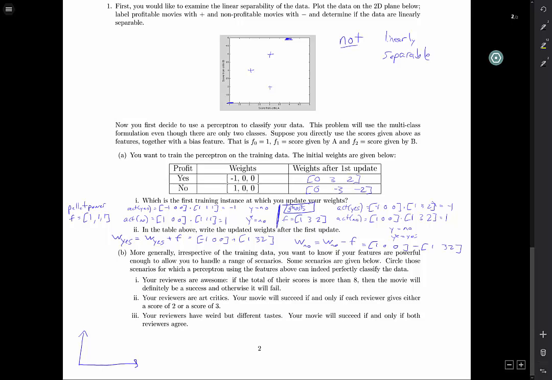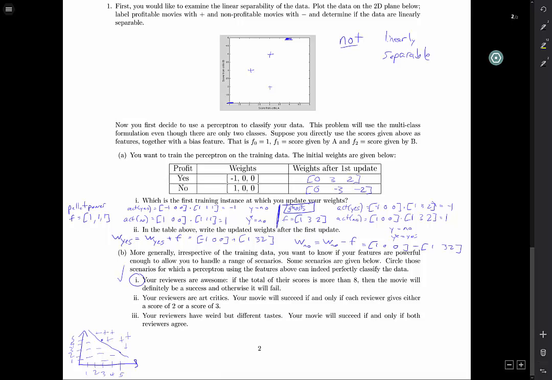So if we have 1, 2, 3, 4, 5, and 1, 2, 3, 4, 5. Anything above an 8 will be a success. So at 3, 5, all the way to this other 3, 5. Basically, anything I put up here above this will be a success, and anything below will be a failure. Well, as you can see, because it's anything above this line, it is linearly separable. So then we can find a weight vector to do this. Since it's a circle, this will work.